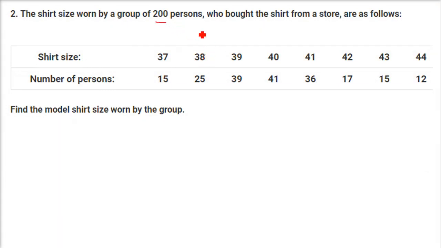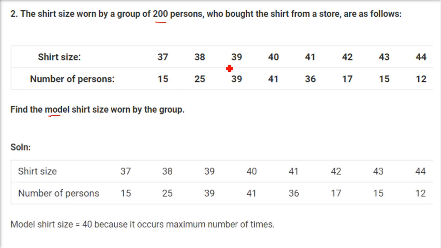The shirt size worn by a group of 200 persons who bought shirts from a store are as follows. The shirt size is given and the number of persons is given. We have to find the modal shirt size worn by the group. The number of persons is actually the frequency, and the highest frequency here is 41. This corresponds to shirt size 40. So the modal shirt size is 40 because it is occurring the maximum number of times. This is your answer, 40.